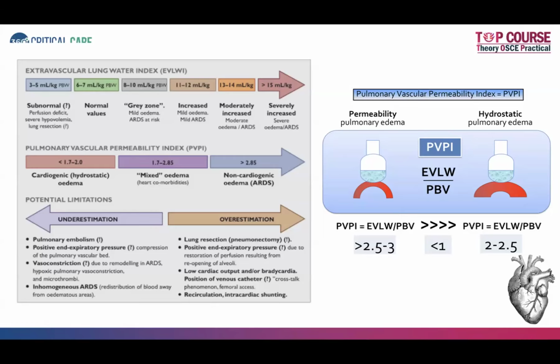The potential limitations are that there could be underestimation in cases of PE, PEEP, pulmonary vasoconstriction or inhomogeneous ARDS. Overestimation could happen in case of pneumonectomy, PEEP, low cardiac output states, recirculation or intracardiac shunting. With these two indices, the ratio of extravascular lung water to pulmonary blood volume gives us the pulmonary vascular permeability index. If any value is more than or equal to 2.85, it tells us it is a non-cardiogenic pulmonary edema.